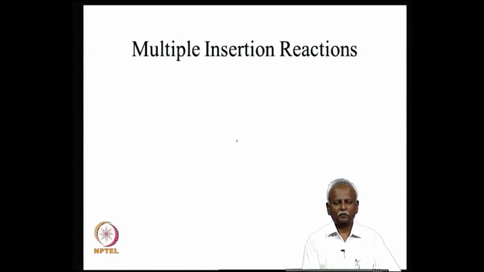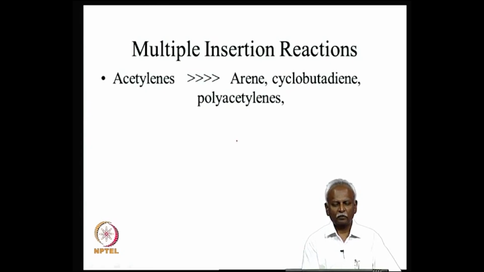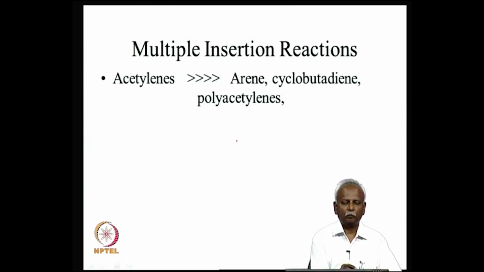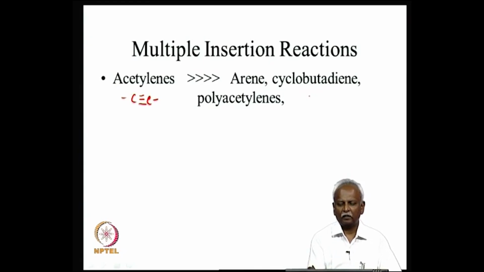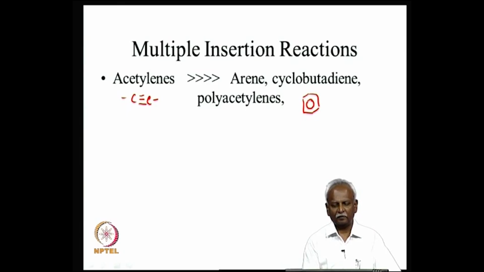So, let me give this example where we have multiple insertion reactions. I want to talk about these insertion reactions in more detail, and I have chosen this example where we can use acetylenes and convert them to arenes. That means you are taking 3 C≡C molecules, 3 acetylene molecules, and converting them to an arene moiety. So, you can see that we have stitched together 3 acetylenes.